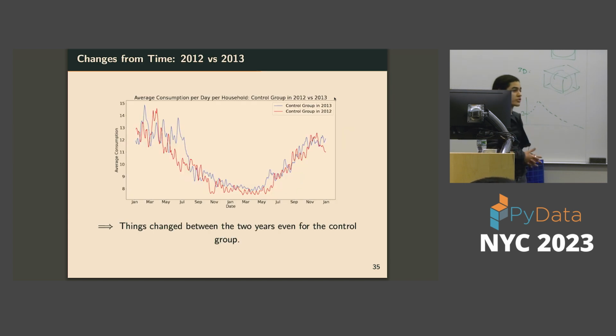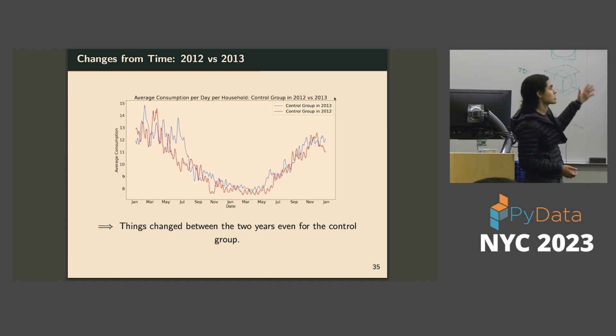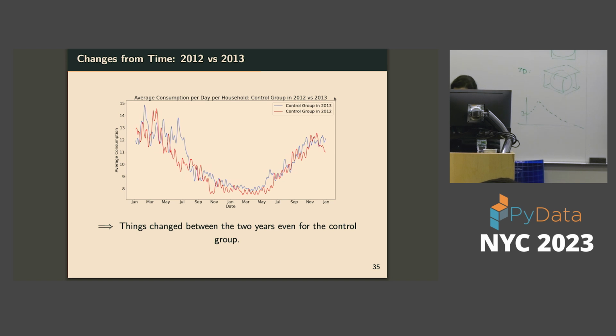But also, turns out that things change year over year. So in order to understand the change between 2012 and 2013, we're looking at the same metrics, so this is the average daily consumption for the control group. And so what this is showing is that during parts of the year, the 2013 consumption is more, and during other times of the year, the 2012 consumption is more. So then again, we can't really use this as the baseline.